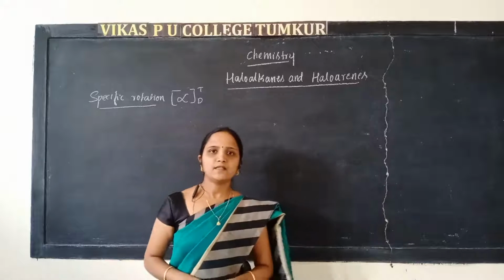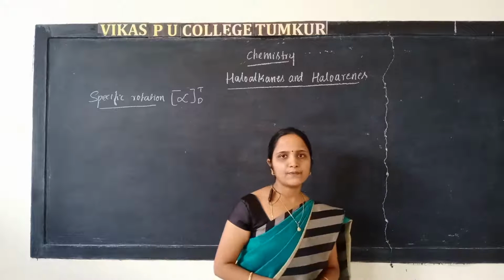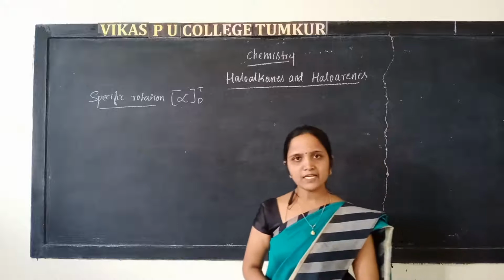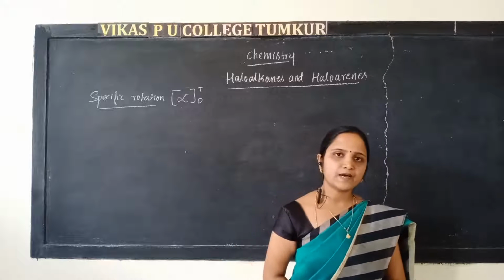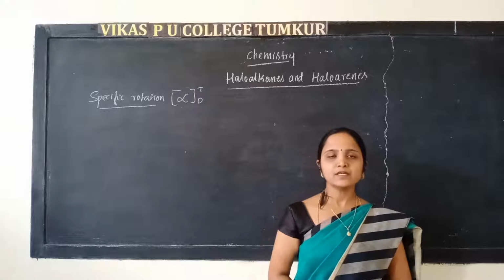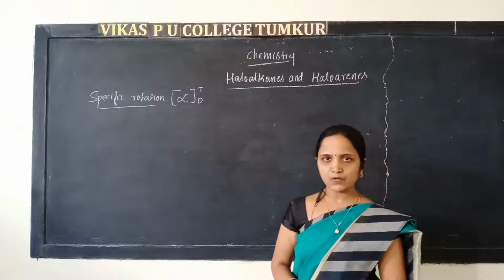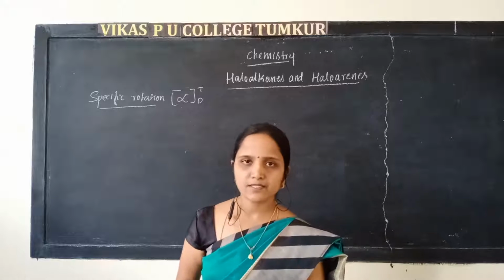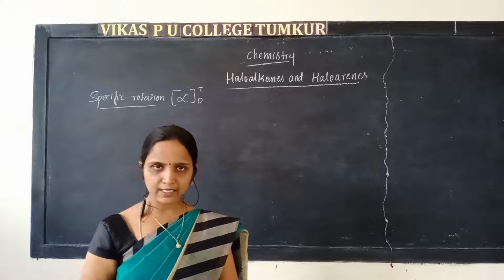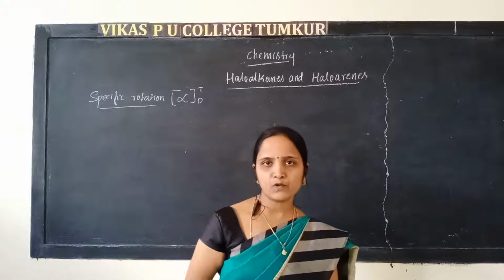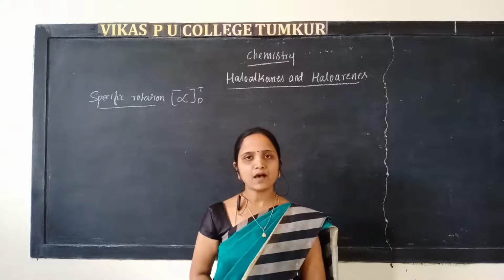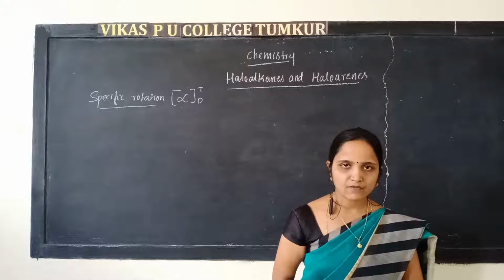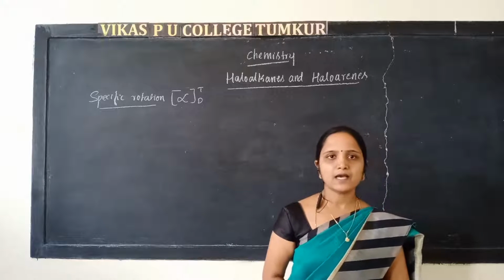Dear students, in the previous class we discussed optical activity and plane polarized light. Plane polarized light means light which vibrates in only one direction. Optical activity means that some organic compounds can rotate the plane polarized light either left or right; we call these optical isomers. The phenomenon is called optical isomerism.